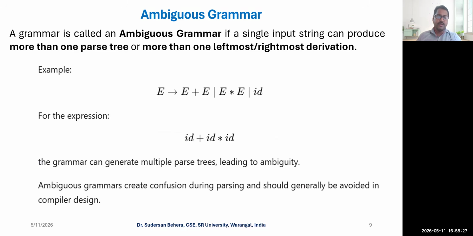Ambiguous grammar creates confusion. Suppose I send you to block one to get my books. While going, you encounter two paths. Let us say there is a circle, and from that circle you get two paths connecting to block one. Both paths take about equal time.